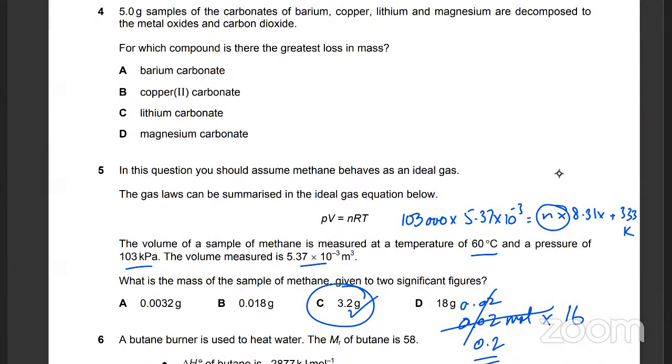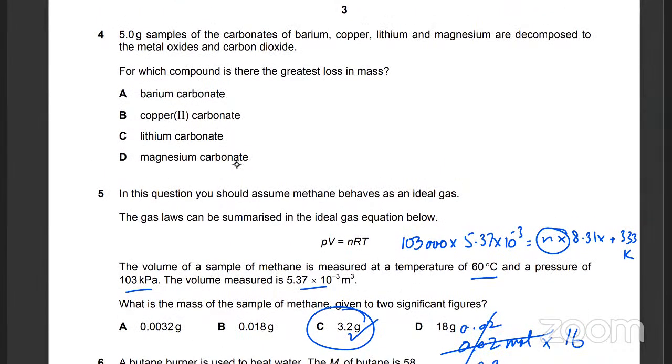That's the next one. We've got 5 gram samples of all these, and they're getting decomposed. For which compound is the greatest loss in mass? Now this one, 5 grams each. You don't have to really do any calculations.